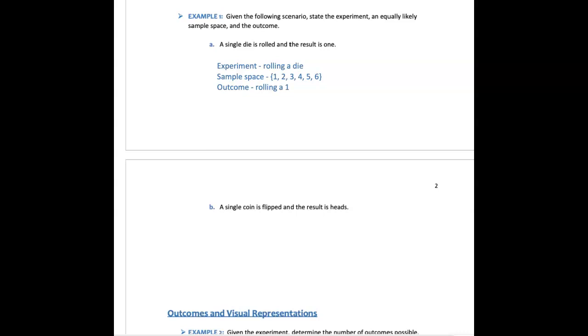What if your experiment is flipping a single coin and the result is heads? Now here your experiment is flipping a coin, the sample space is heads or tails, and the outcome that you're interested in is flipping heads.